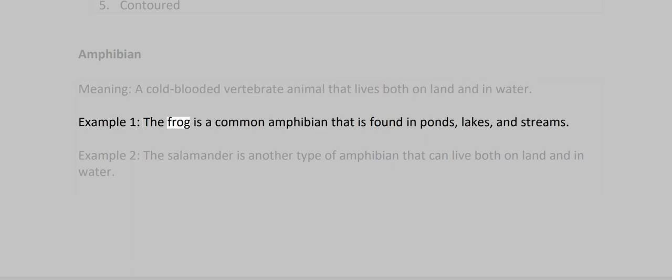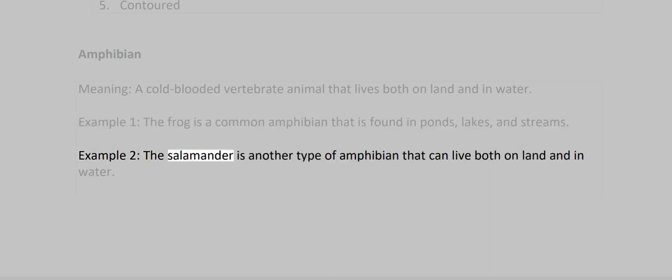Example 1. The frog is a common amphibian that is found in ponds, lakes, and streams. Example 2. The salamander is another type of amphibian that can live both on land and in water.